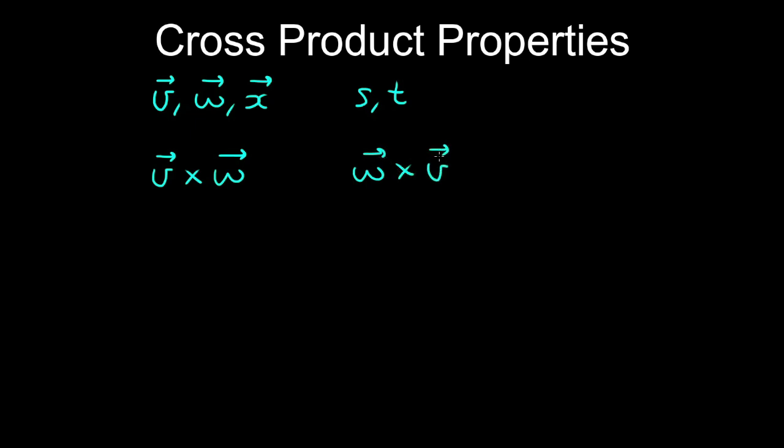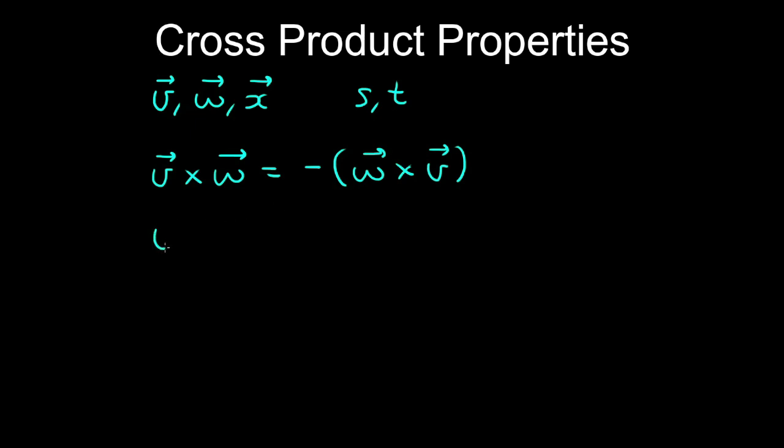Let's look at some properties of the cross product given three vectors v, w and x and two scalars s and t. So the cross product is not commutative, meaning that v cross w is not the same as w cross v, but it's actually equal to the negative of w cross v. So both resultant vectors have the same magnitude, but point in the opposite direction.